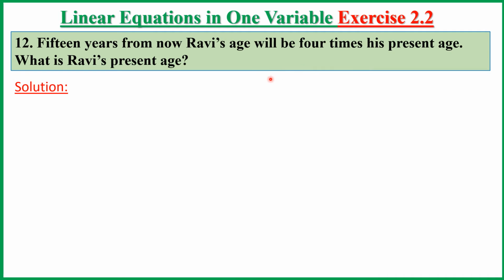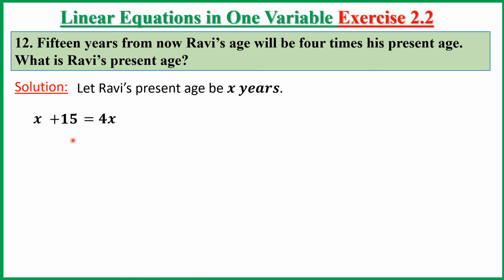So, we are taking the unknown number. Let Ravi's present age be x years. So present age is x. And what they have given? 15 years from now. So after 15 years, that means added to 15. Ravi's age will be 4 times. Times means multiplication. 4 into his present age. That is x plus 15. After 15 they have given. So x plus 15 equals 4 into x.